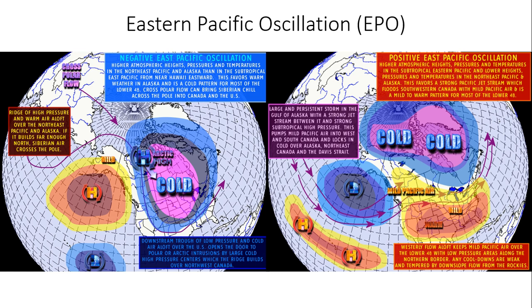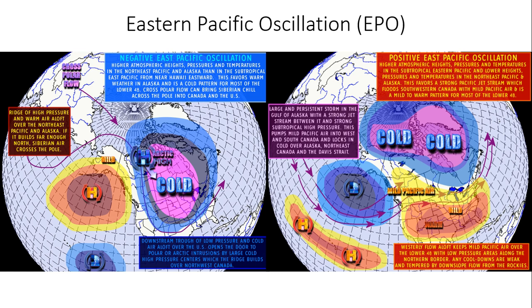Now, with a negative EPO on the left, you get this nice sprawling ridge of high pressure and warm air aloft over the northeastern Pacific into the Gulf of Alaska. And if it builds high enough or far enough north, Siberian air will then cross the pole, and this is known as cross-polar flow with a negative EPO. So that very cold Arctic air will actually move from Siberia across over to the North American continent. And that's something we really keep an eye on in the wintertime.